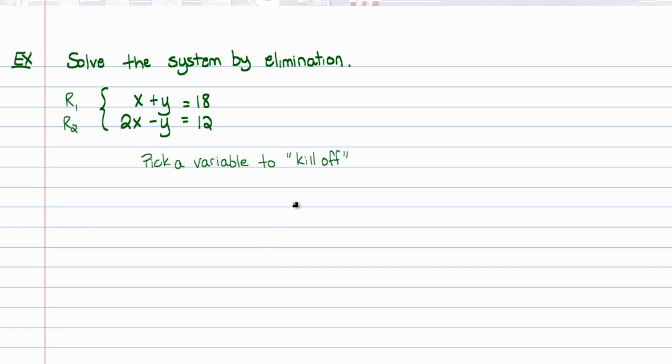And I write it as pick a variable to kill off. I basically want to make a variable disappear. And what I'm going to do is I'm going to kill off y here. I'm going to choose to kill off y. And I'm going to do this by taking row 1 and adding it to row 2.